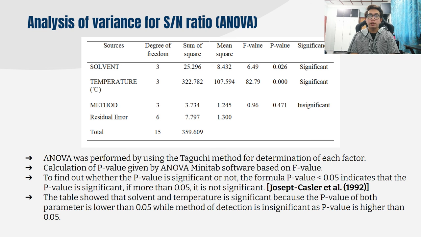The ANOVA was performed using the Taguchi method for determination of each factor. The calculation of p-value is given by ANOVA in Minitab software based on F-value. To find out whether the p-value is significant or not, a p-value lower than 0.05 indicates that it is significant. If more than 0.05, it is not significant. The table shows that the solvent and temperature are significant because the p-value of both parameters is lower than 0.05, while the method of detection is insignificant as the p-value is higher than 0.05.